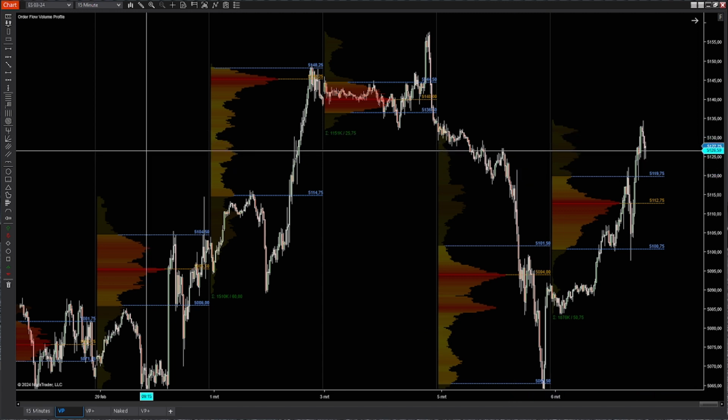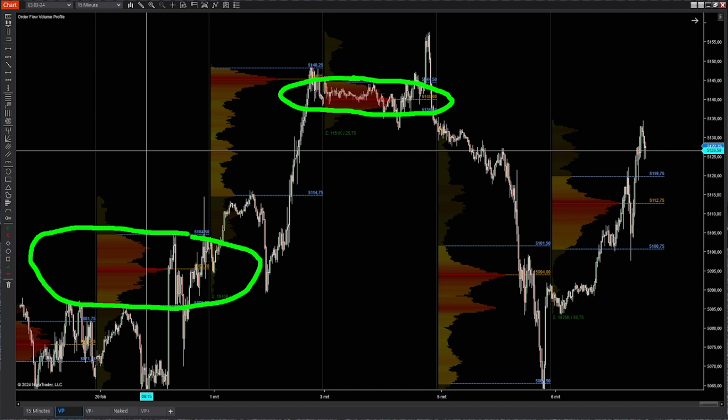So we as traders, we use the volume profile to understand market structure. We identify support and resistance levels. It's particularly useful in spotting areas of accumulation and distribution. Right here. See this right here. This is a nice distribution right there. So we can determine points of entries and exits.